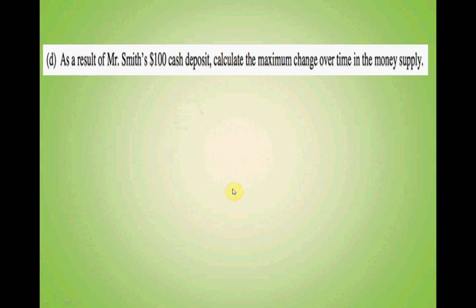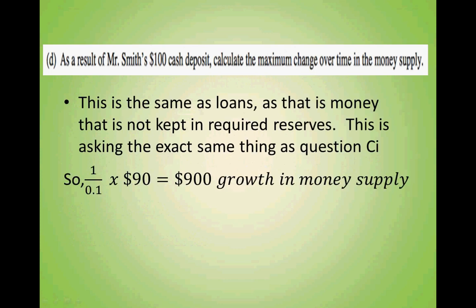So as a result of that $100 cash deposit, $90 of which is now loanable funds that is out in the economy and being put to use, the money supply is going to increase by the same amount as loanable funds, $900 growth in money supply. So they're asking you basically the same thing as how much the loans are increasing in this case. So it's the exact same question. How much is that money supply increasing?